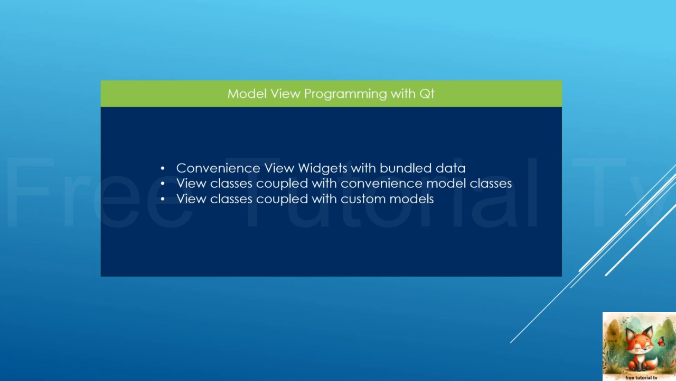So starting in the next lecture, we will start working with this, and we will start by using the convenience view widgets we have in the Qt framework. We will have a chance to look at QListWidget, QTableWidget, and QTreeWidget. Then we will see how we can use pre-built view classes coupled with convenience model classes like QStringListModel and the likes. After that, we will go full scale and build our own model from scratch and see how we can use the QAbstractItemModel API. I am going to stop here in this lecture and I will see you in the next one.